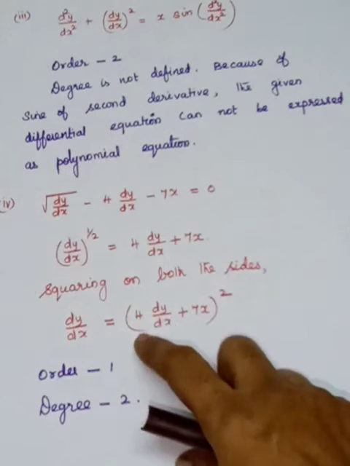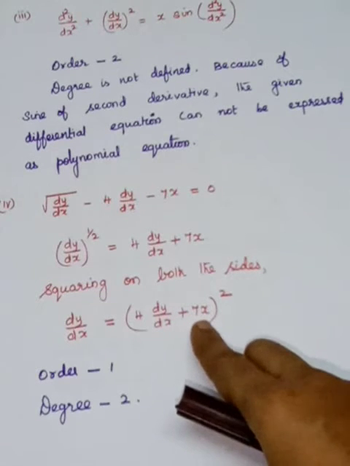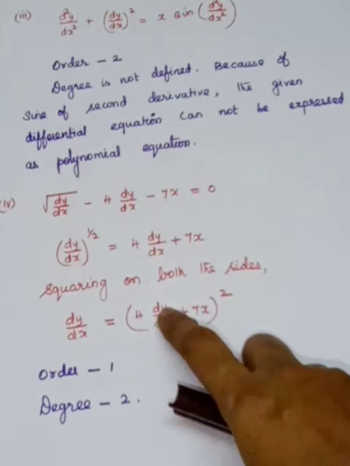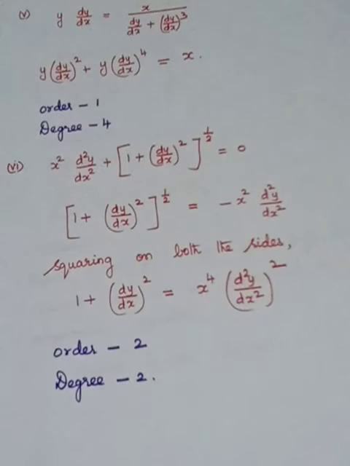If you expand, you will get 4 dy by dx the whole square plus 7x the whole square plus 2ab will come. So you will have the term dy by dx the whole square. So therefore the degree is equal to 2. And come to the fifth one.